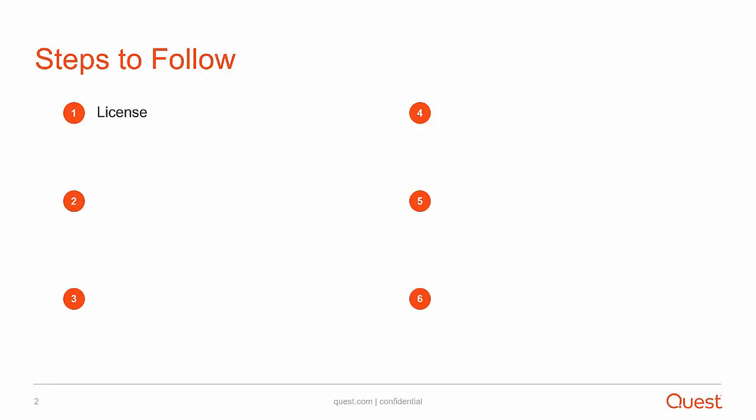In order to enable any file system auditing events, we should have the Change Auditor for Windows File Server license installed in our environment. Step number 2, agent status. In order to audit any file server, we must install the Change Auditor agent on the file server that we are auditing, and the service should be in an up and running state.